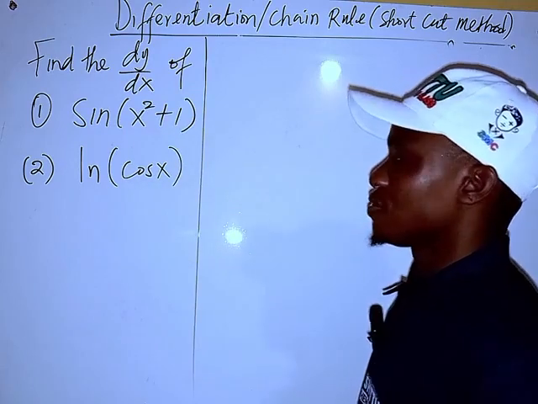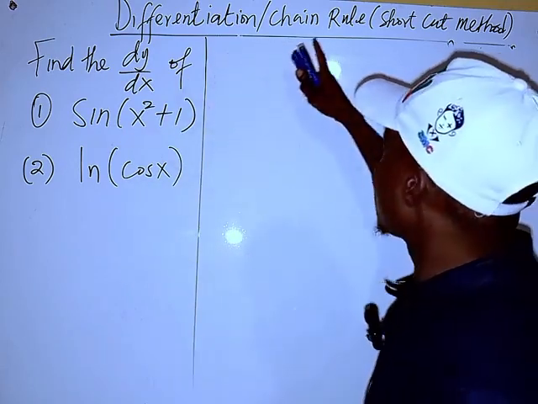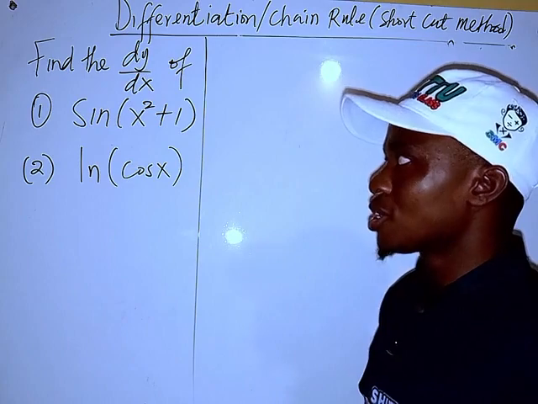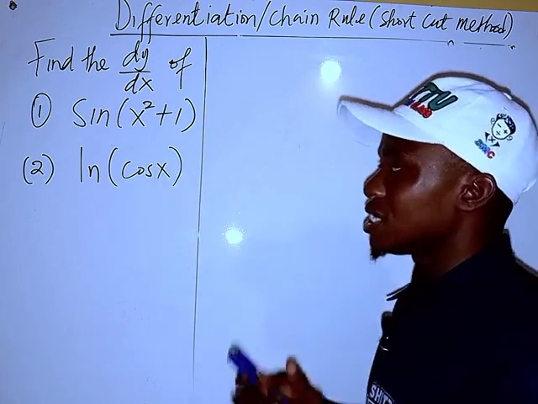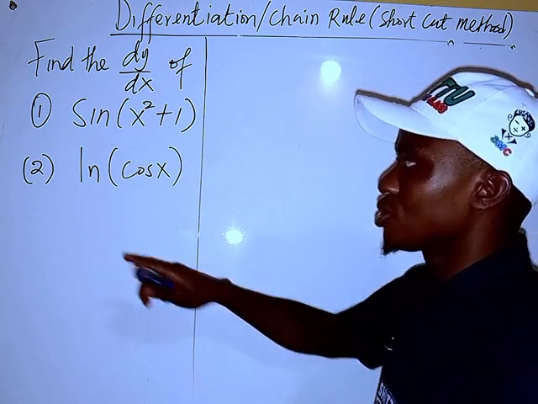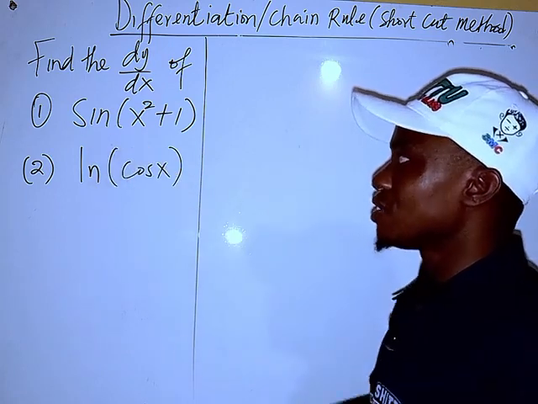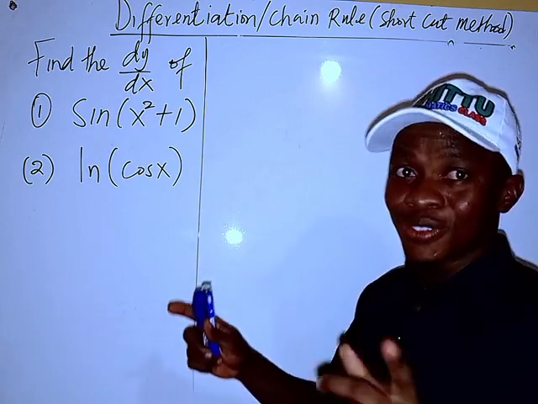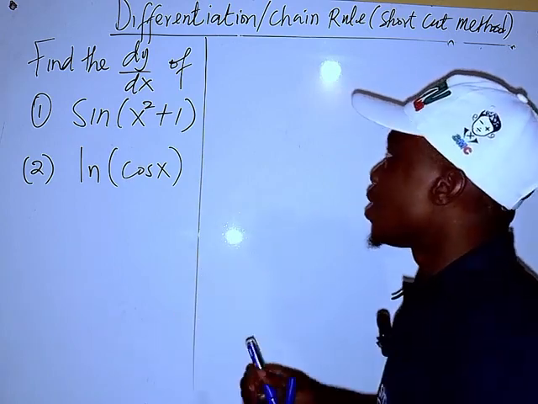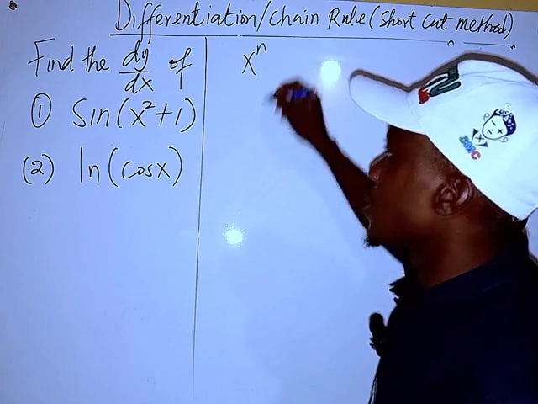Find the dy/dx of this. We are still on differentiation, chain rule shortcut method, but this is another form of functions. The one we did in our previous class under this shortcut was the algebraic function, or let me say polynomial, when you have something like x to the power of n.